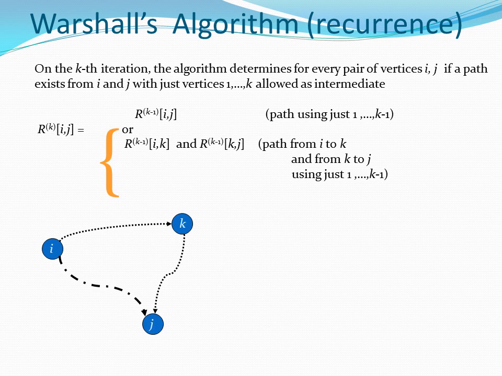Warshall's algorithm. On the kth iteration, the algorithm determines for every pair of vertices i, j if a path exists from i to j with just vertices 1 up to k allowed as intermediate. The formula used here is R of k i, j equal to R of k minus 1 i, j, or R of k minus 1 i, k and R of k minus 1 k, j, meaning a path using just 1 to k minus 1. The next one is a path from i to k and from k to j using 1 to k minus 1.